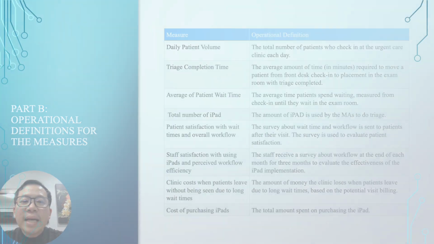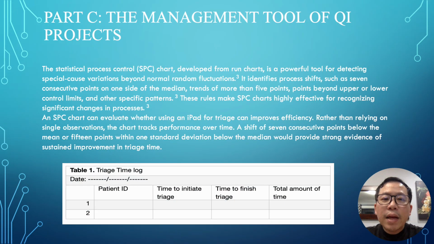Now, back to Part C, the management tool of the QI project. The statistical process control chart, developed from Blanchard, is a powerful tool for detecting special cause variation beyond normal random fluctuation. It identifies process shifts such as 7 consecutive points on one side of the median, a trend of moves, then 5 points beyond the upper or lower control limit, and other specific patterns. These rules make the statistical process control chart highly effective to recognize significant change in the process.